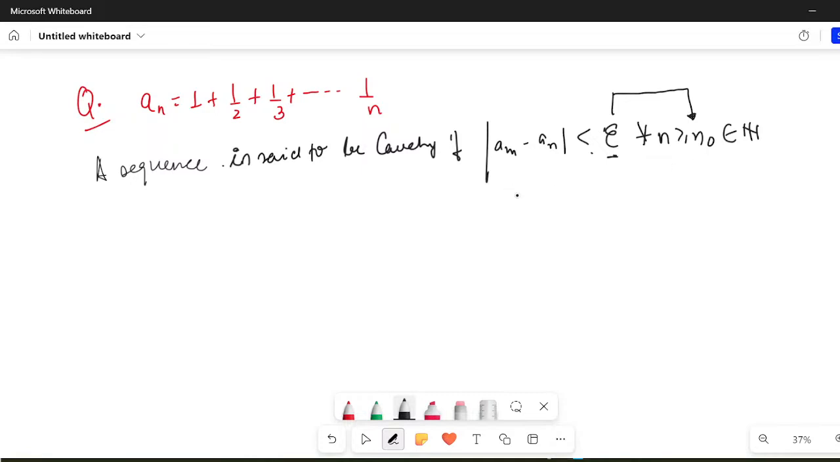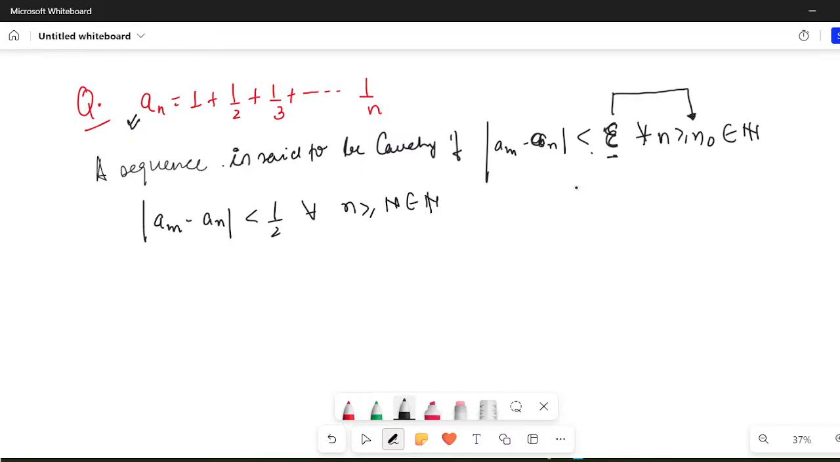I must be in a position to give you n naught such that the modulus difference am minus an can be made less than epsilon. Now, if this sequence, the given sequence an equal to 1 plus 1 by 2 plus 1 by 3 up to 1 by n, is Cauchy, then the difference am minus an can be made less than half also, for some n, let us say capital N.